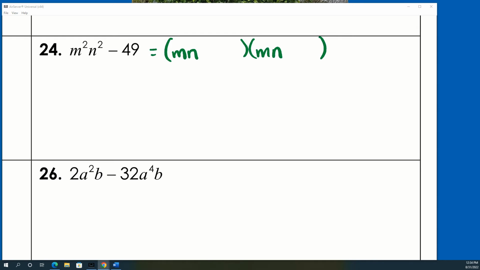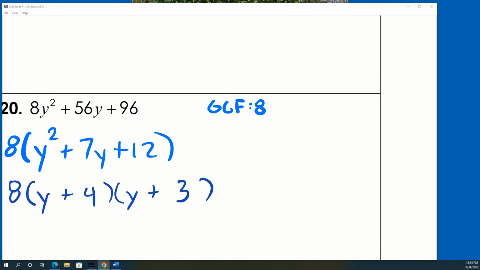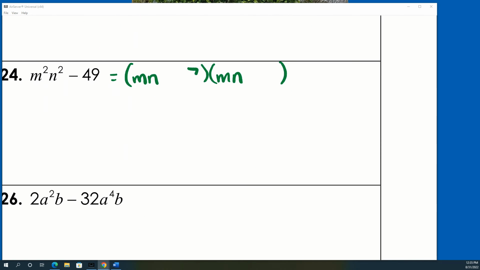What's the square root of 49? 7. So we'll do 7, 7, 1 with a plus, 1 with a minus.